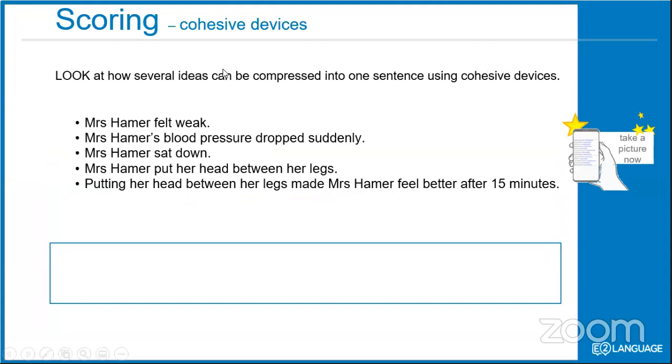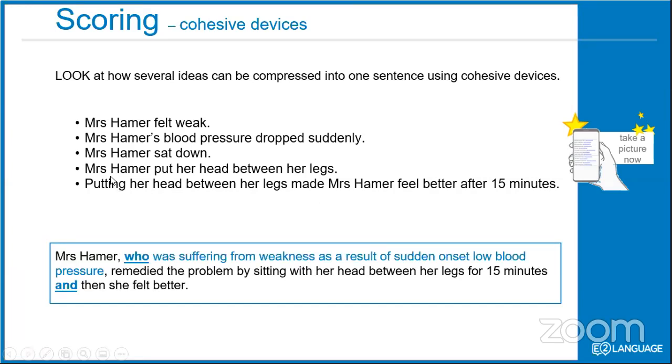So I'd like you to look at this example here. We've got several ideas that can be compressed into a single sentence using cohesive devices. Mrs. Hamer felt weak. Mrs. Hamer's blood pressure dropped suddenly. Mrs. Hamer sat down. Mrs. Hamer put her head between her legs. Putting her head between her legs made Mrs. Hamer feel better after 15 minutes.